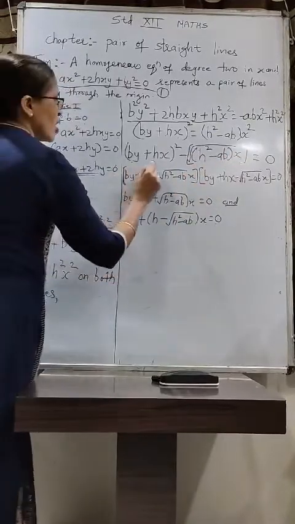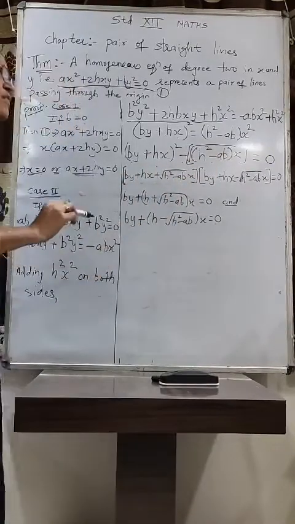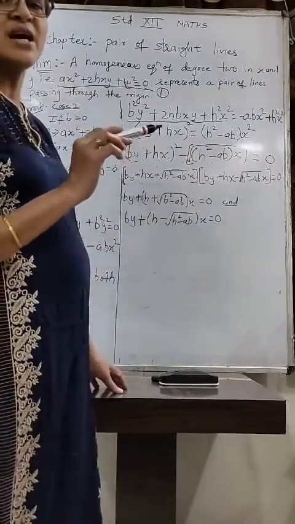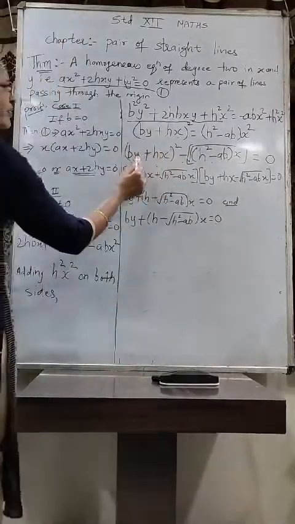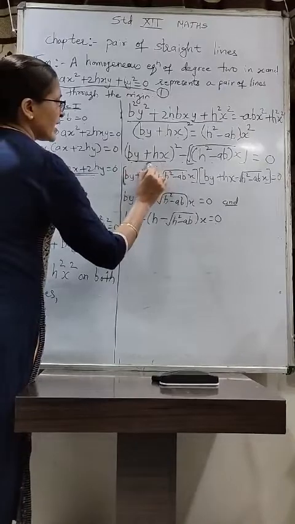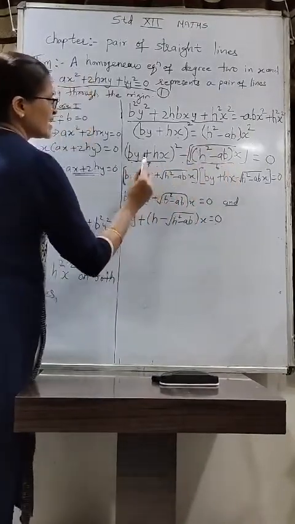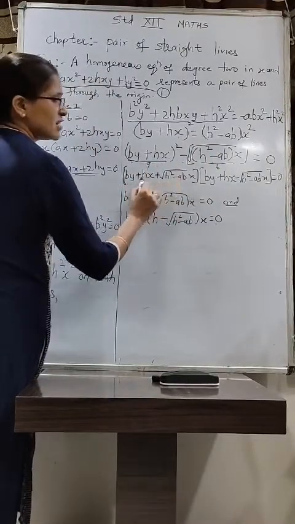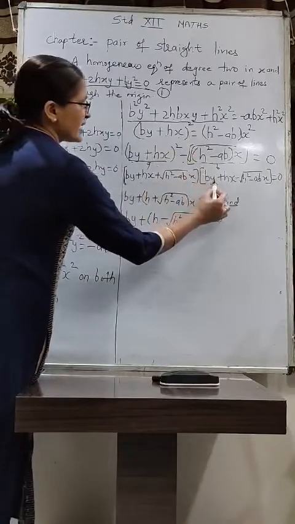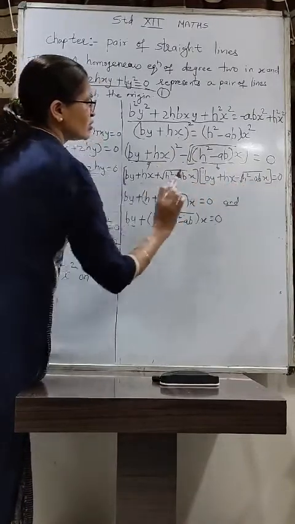Now this is of the form a square minus b square equal to 0. All of you know a square minus b square is a plus b into a minus b. So we split the term. This is your a and this is your b. So a plus b means by plus hx plus root of h square minus ab times x, the first term, and next is a minus b. So by plus hx minus root of h square minus ab times x equal to 0.